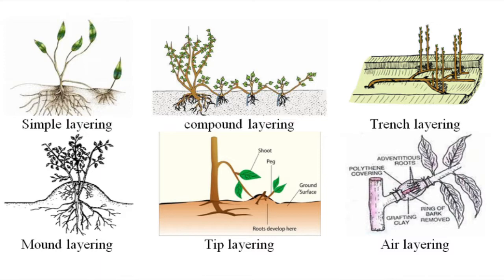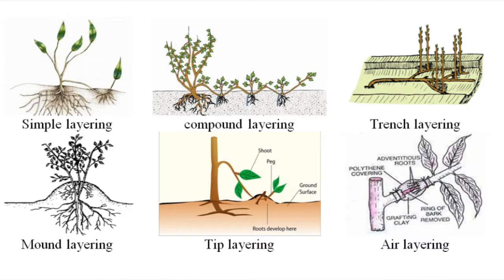Number 4. Mound layering or stooling. It is a method of propagation in which the shoots of plants are cut back to the ground and soil or rooting medium is mounded around new shoots or sprouts to stimulate roots to develop at their bases. Example: croton, apple, pear.